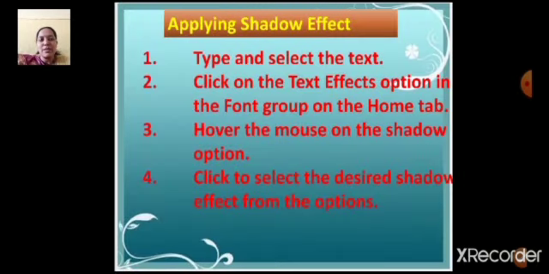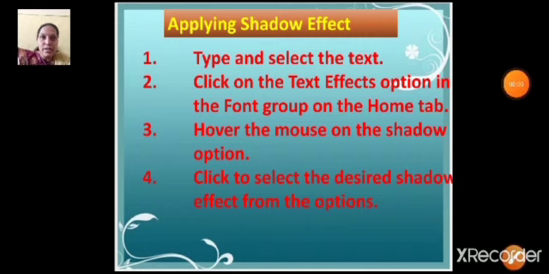Here you have the steps on how to apply shadow effect to your text. Type the text and select the text. First you have to type the text and select the text for which you need to apply shadow effects. Click on the text effects option in the font group on the Home tab. Bring the mouse on the shadow option. You will get a sub menu again. There you have to select the desired shadow effect. That shadow effect will be applied to the text which you have selected. This is about shadow effect.